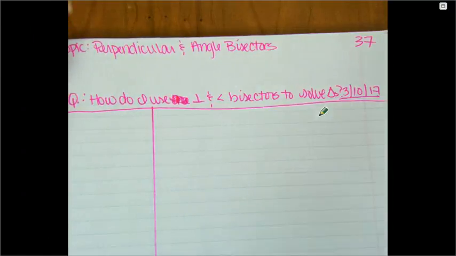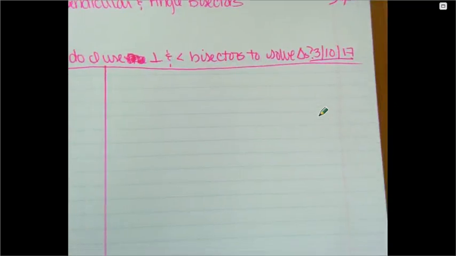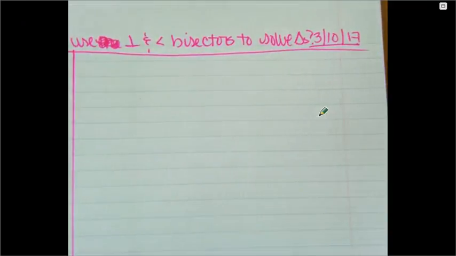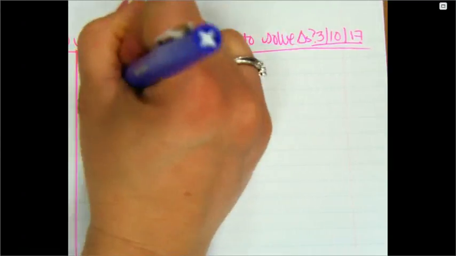How many of you remember constructing perpendicular and angle bisectors in IM1? Good. We'll start with perpendicular bisector. Now these are within a triangle, right?